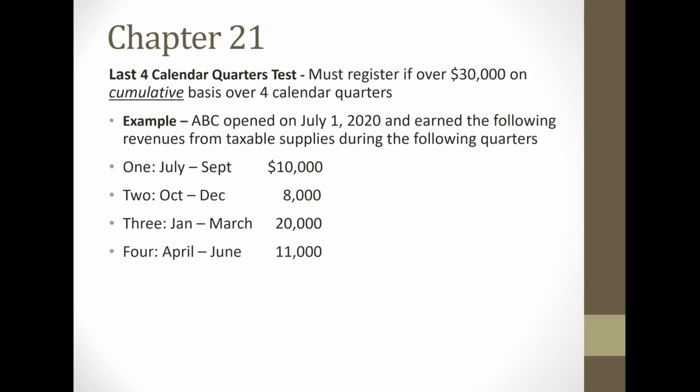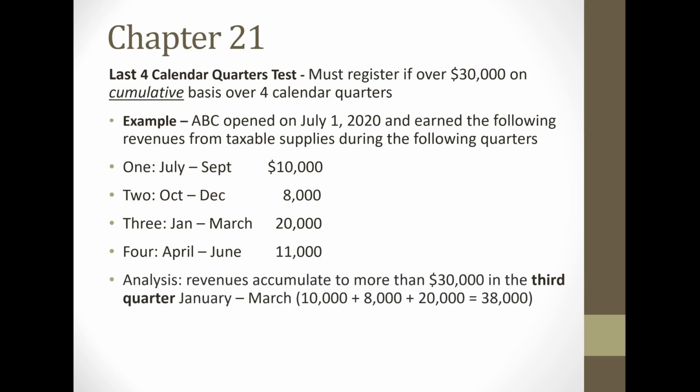So based on this last 4 calendar quarters test, we have to figure out in which quarter they exceed the $30,000. And so looking at the numbers here, it would be in quarter 3. In quarter 3, they would have exceeded the $30,000: $10,000 in quarter 1, $8,000 in quarter 2, and $20,000 in quarter 3, which is the January to March quarter. They would have exceeded the $30,000. So what did the rule say?